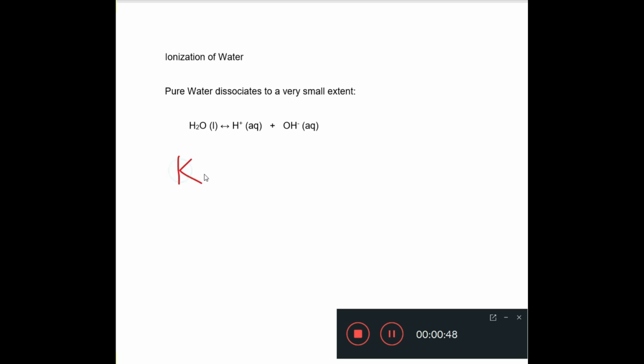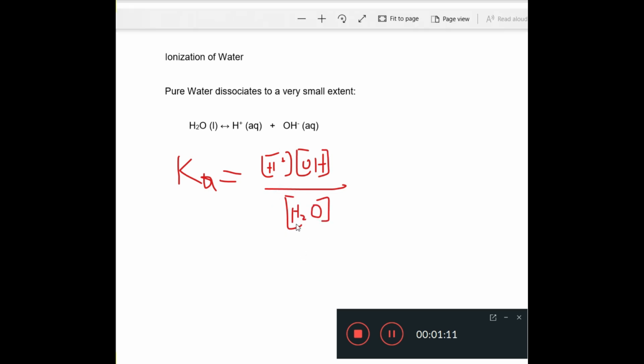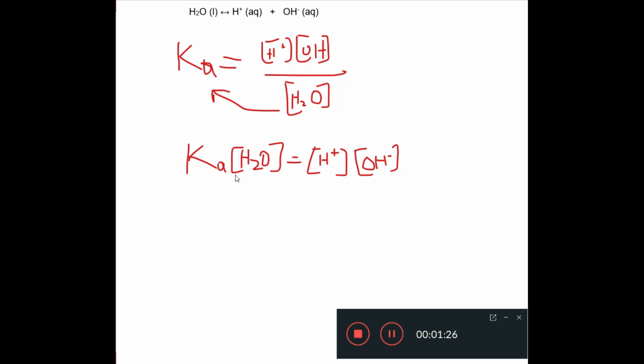Ka for this would be equal to the concentration of H plus ions times the concentration of OH minus ions over the concentration of water. Now, since water is a pure liquid, its concentration is a constant. So I'm going to move this constant over to the other side where the constant Ka is and rewrite the equation. So when we rewrite the equation, Ka times H2O concentration is equal to the product of the H plus ions and the OH minus ions.